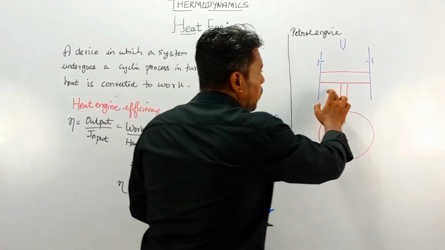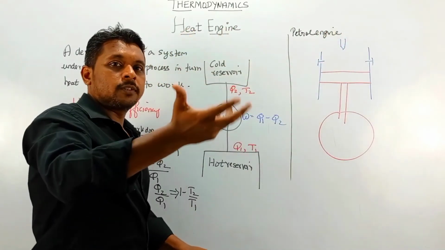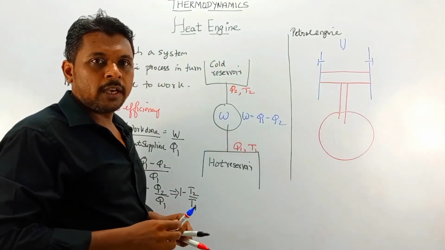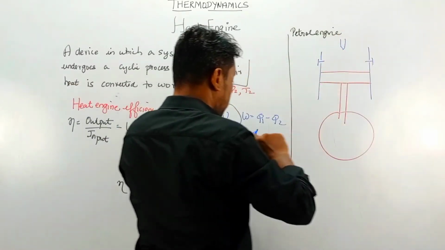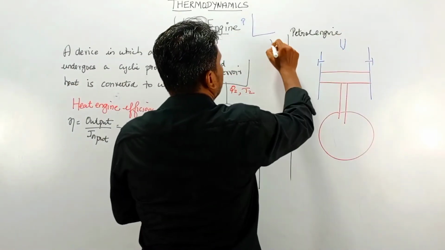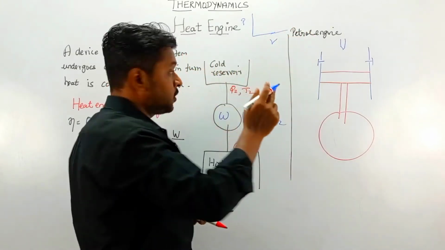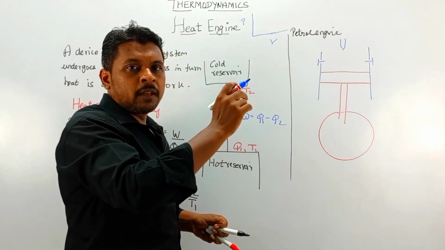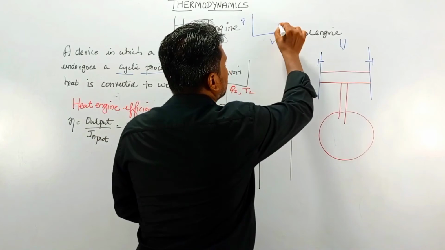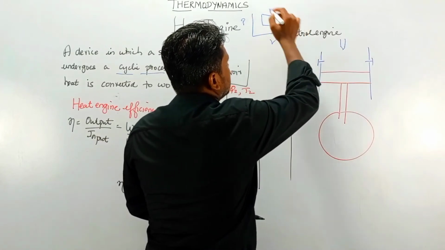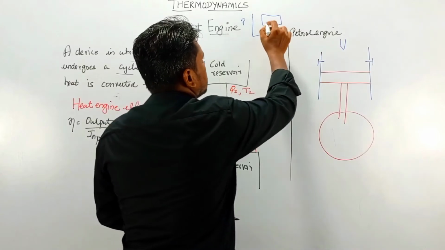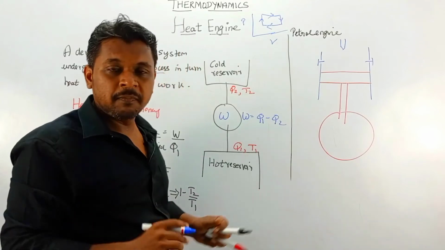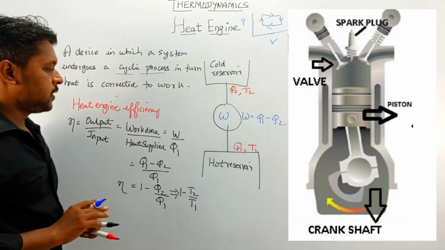So the heat input will not be converted 100% into work done. Some amount of heat is rejected to the atmosphere. When you draw a PV diagram for a petrol engine, we will have a cyclic process. First compression, then heat supplied, expansion, and rejection. So we will have a cyclic process in the case of a heat engine. That's it about the heat engine.